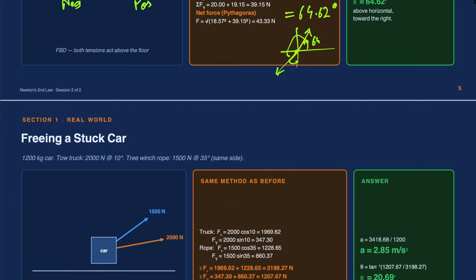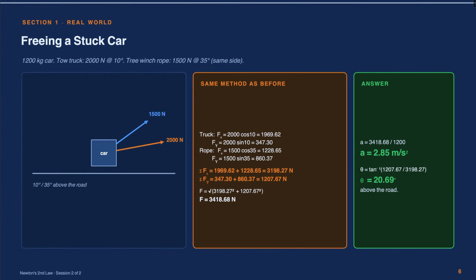Okay, so that's when it was tension, regarding blocks. But now let's look at a car and see how the car accelerates. A 1200 kg car, and a tow truck pulling at 2000 newtons at 10 degrees. So this is 10 degrees here. So the tow truck is towing it at that angle. And a winch rope, 1500 newtons at 35 degrees. And both of them are on the same side.